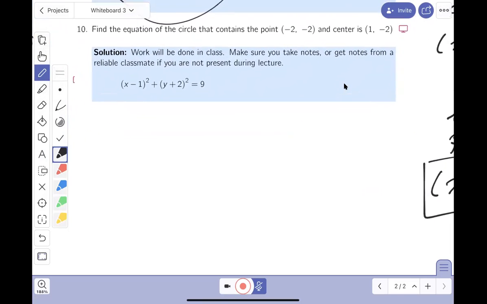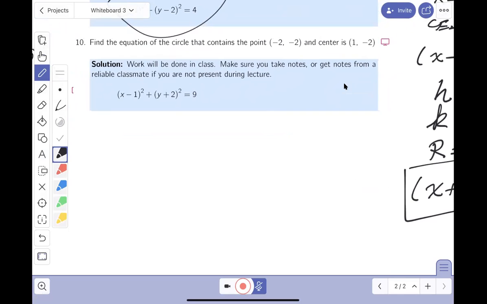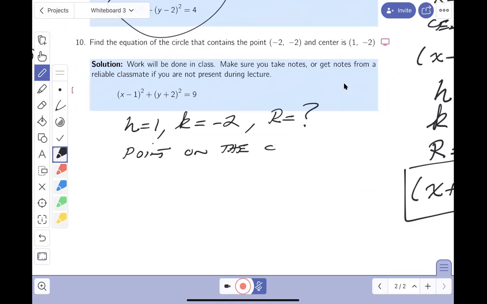Number 10, same story. Find the equation of a circle that contains the point -2, -2, and has center 1, -2. So what they told me, I'm going to write down. They told me h is 1, and they told me k is -2. They did not tell me r. But what else did they give me? They gave me a point on the circle. What is that point? -2, -2, which means this is the x and this is the y.